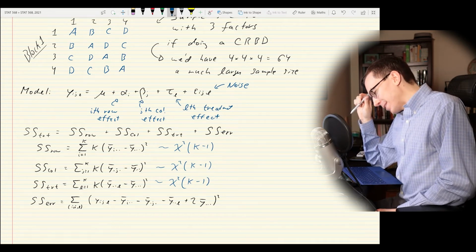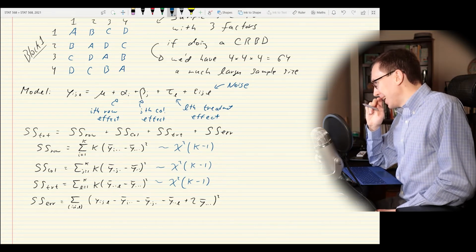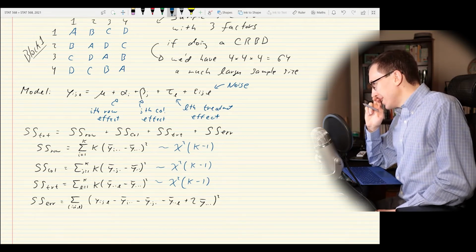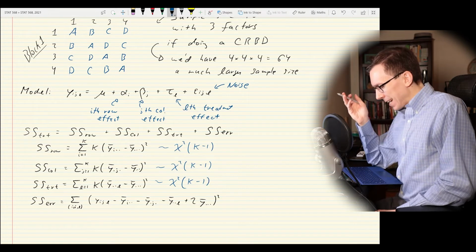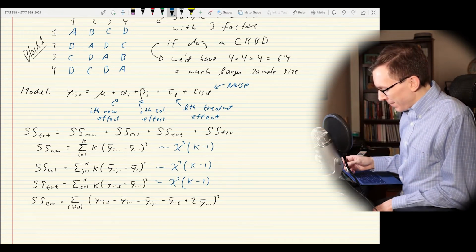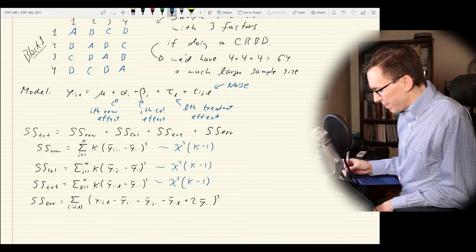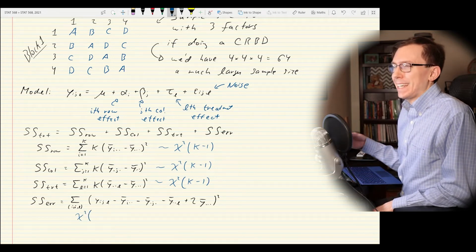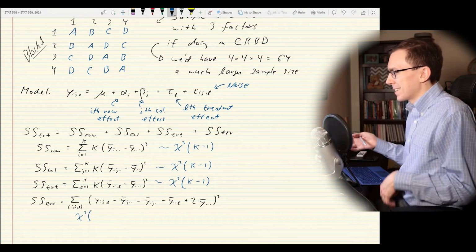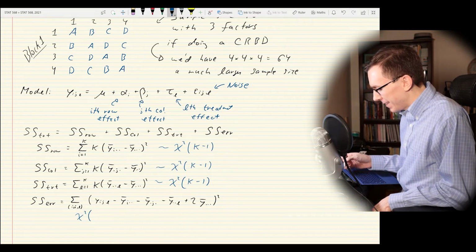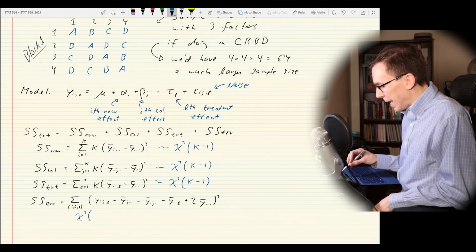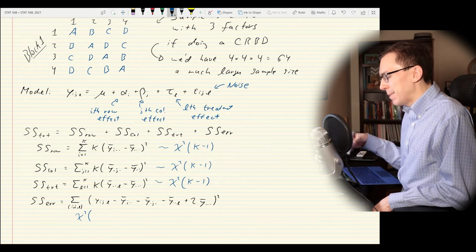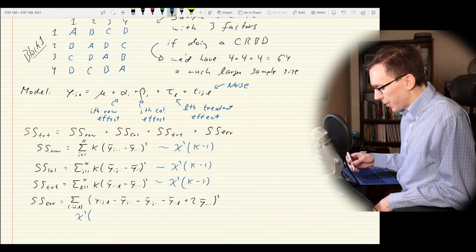Now, then the question is, well, what in the world do I do with the degrees of freedom for this guy? Well, there's actually two ways to do it. If you want to do the degrees of freedom using my little counting method, it is just an easy counting method, then what you can do is look to see how many terms are in each of these, or how many unique values are in each of these terms.